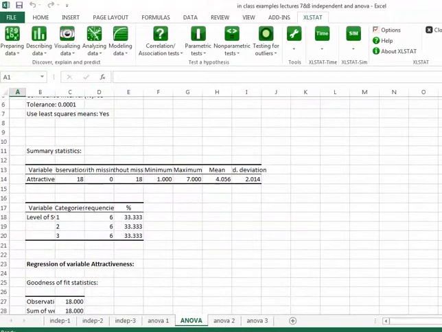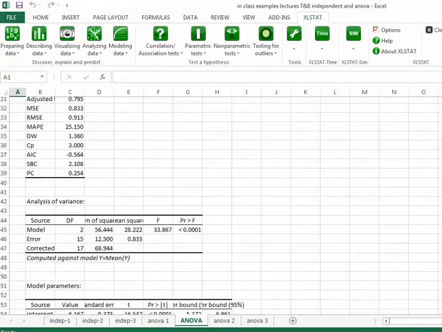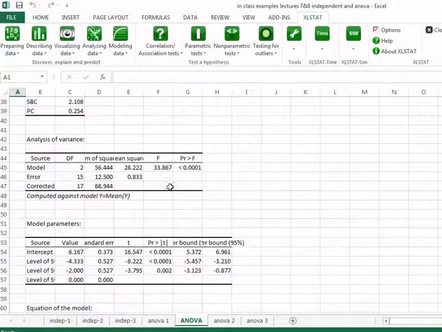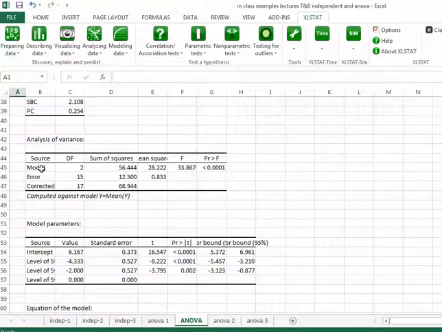Okay, so here we have our results. And okay, we have 18 observations, which should be right. Okay, minimum of 1, maximum of 7. We have a mean, standard deviation. Okay, so we have these goodness of fit statistics. Okay, then we get our analysis of variance. This is our F table. So this is the same as between groups. This is the same as within. Okay, and then we have the sums of squares.